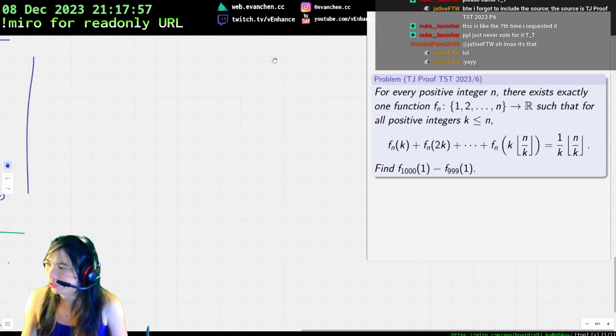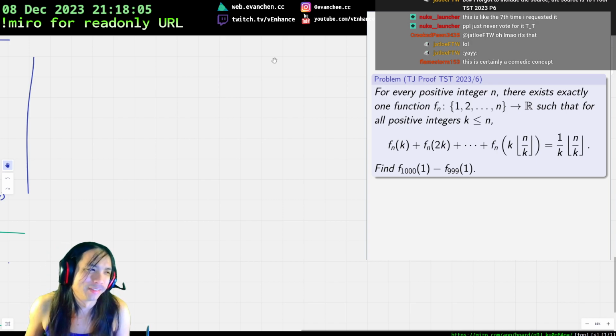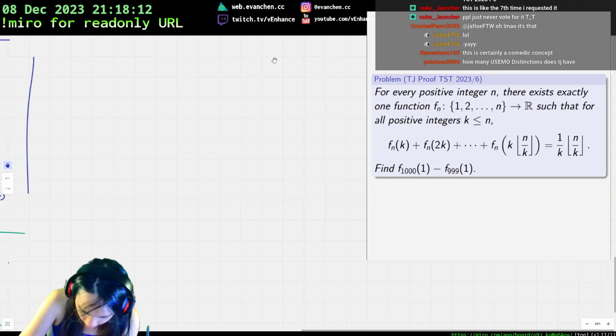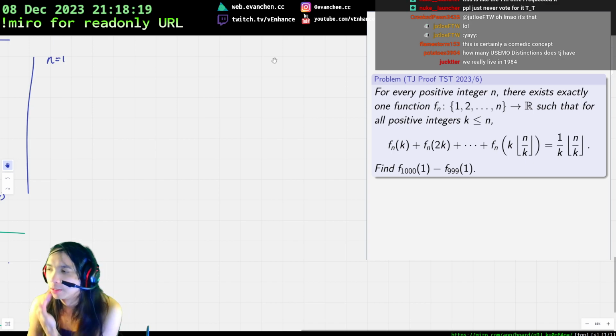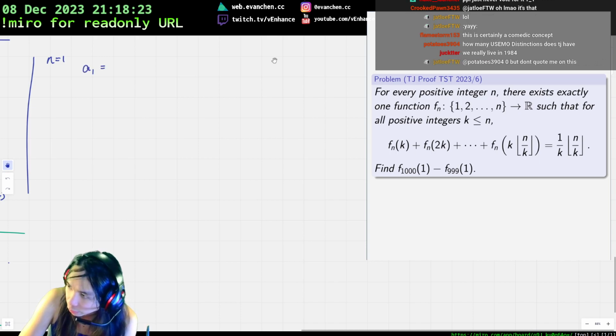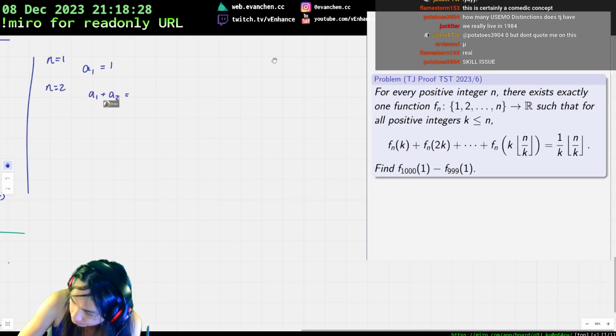So, we have a system of equations is what this is. It's a little misleading to call it F, but basically the point is that for every n there's a system of equations, and I want to solve the system. For n equals 1, that system is just a1 is equal to 1. For n equals 2, this is a system that looks like a1 plus a2 equals whatever that is.